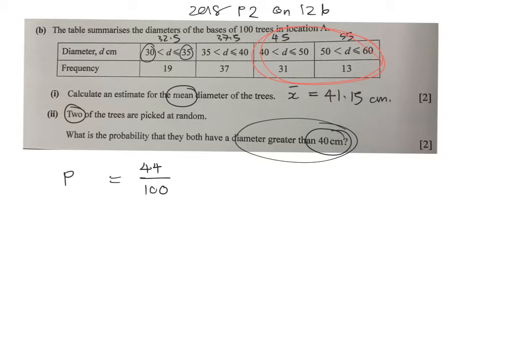So assume I already picked this one tree. I put it aside. How many trees do I have left? 43 out of 1 less total also. And then you just multiply them. I picked the first tree, 44 out of 100. I picked the second tree, 43 left only. So what's the answer? 43 over 225. That's the answer.